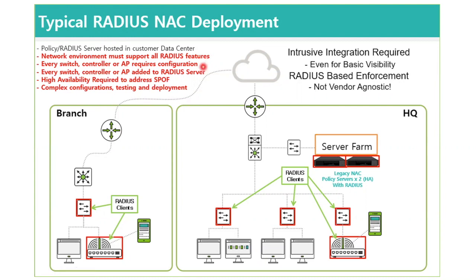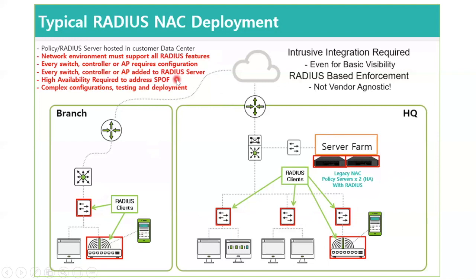Every single switch, controller, or access point, depending on what kind of wireless architecture you have, must be touched in order to implement Radius. So all of these network devices that are in your network become Radius clients to the Radius server. So that means configuration of all of those devices. In addition to that, you have to add all these devices to the Radius server. So your Radius server must be aware of all of these devices and must be configured to allow these devices to authenticate devices that are connecting to them.